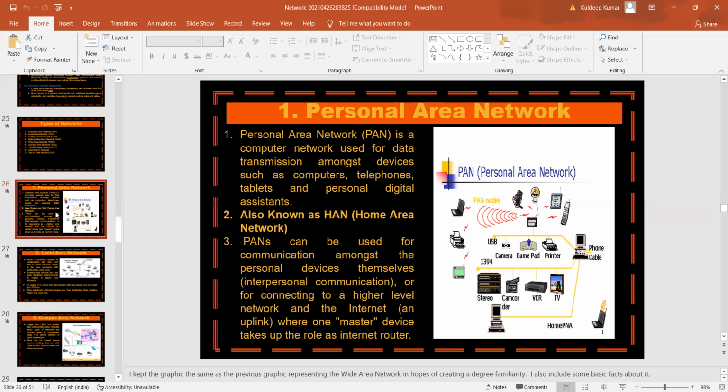The diagram of PAN is as shown. A single network is shared by a laptop, a mobile phone, or a printer. This is an example of personal area network. Its range is very limited. Home Wi-Fi is a kind of personal area network.